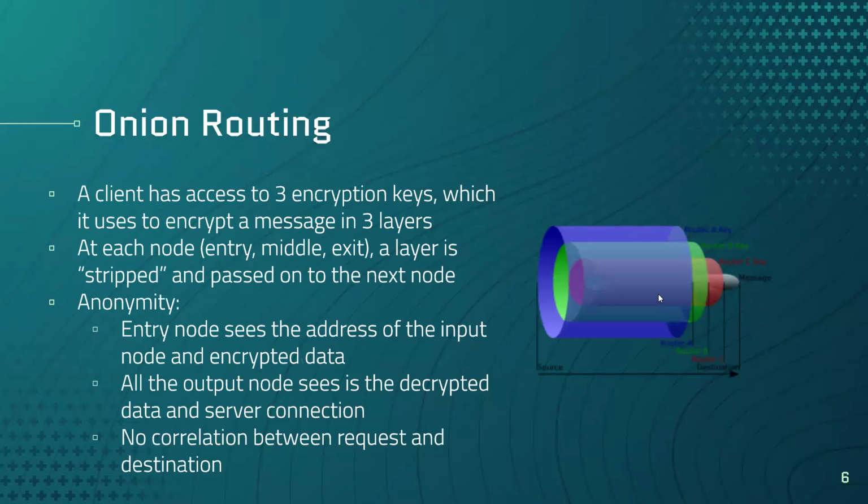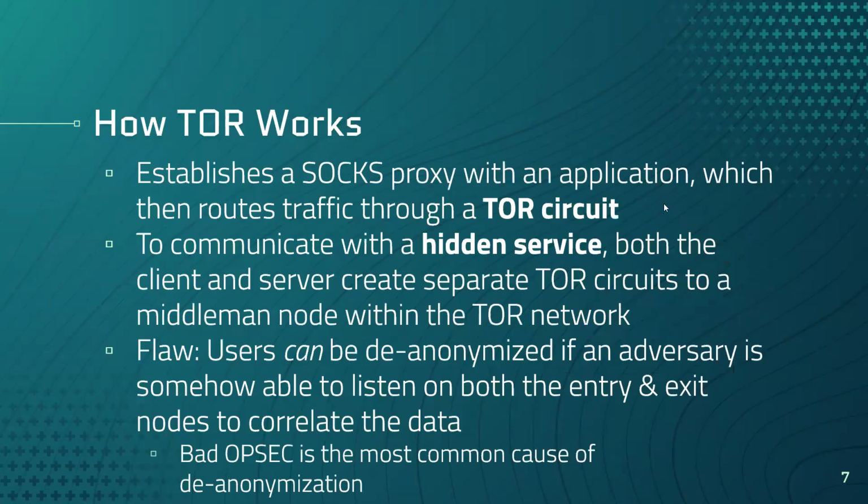Any other questions? Okay, good. Cool. So Tor takes this concept of onion routing and uses it in a clever way. Tor establishes what's called a SOCKS proxy. This is a standard protocol that is used to establish proxy connections with a client and a server. And then it routes this traffic through that proxy through what's called the Tor circuit. The Tor circuit is, like I said, 3 or sometimes more nodes.